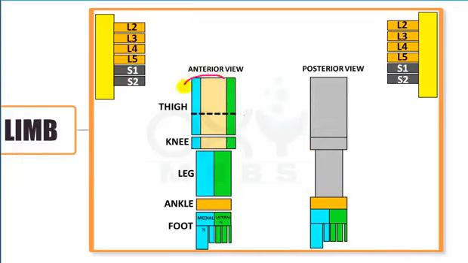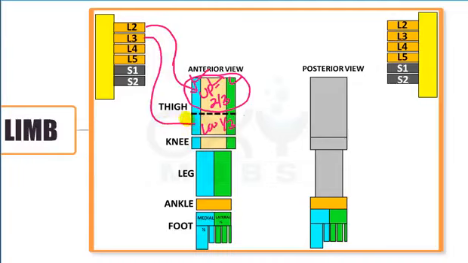Now this one is the upper 2/3 of the thigh, and this one is the lower 1/3 of the thigh. So the L2 nerve supplies the upper 2/3 of the thigh, anterior, lateral and medial, all. And L3 is related to the lower 1/3 of the thigh. L3 is also related to the knee. L4 is related to the medial side of the leg. L5 is related to the lateral side of the leg.